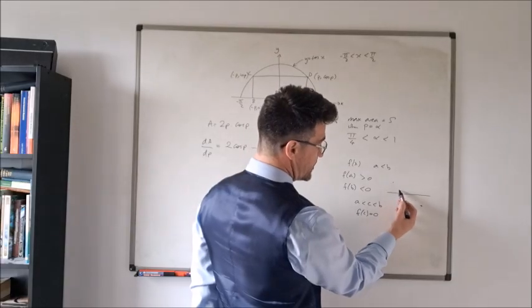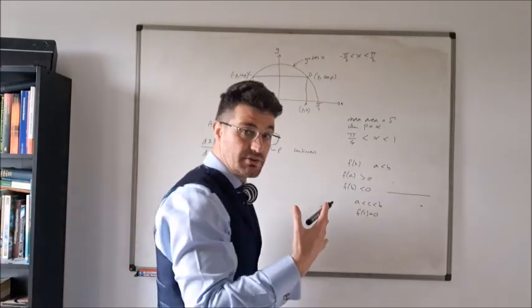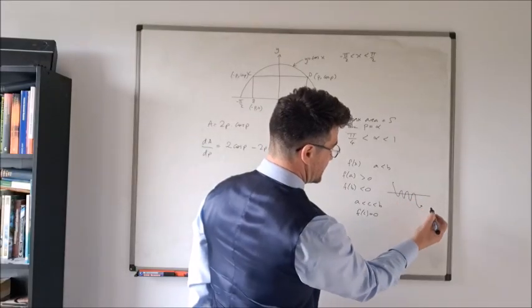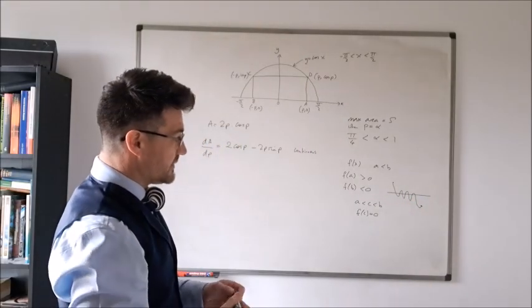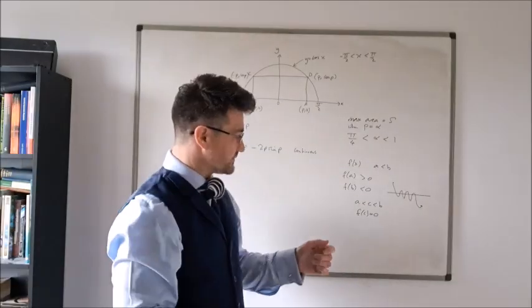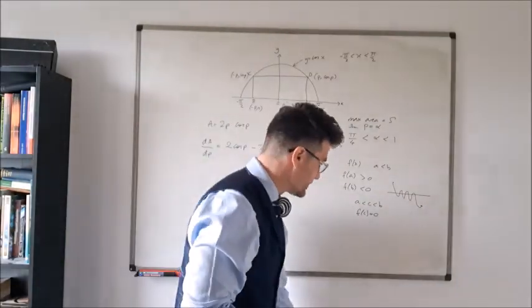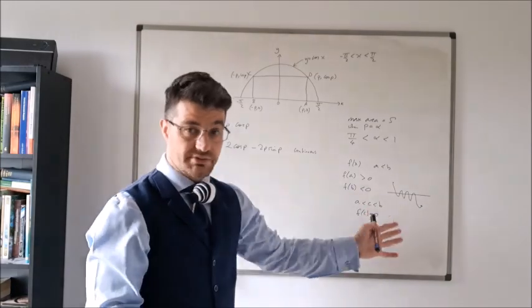Well, that means that we must pass through the x-axis at some point. We might go through several times. We might do something like this. Okay, but it's going to be at least once that we pass through, and that's the kind of idea that we're going to be using here. And this is only valid with continuous functions.